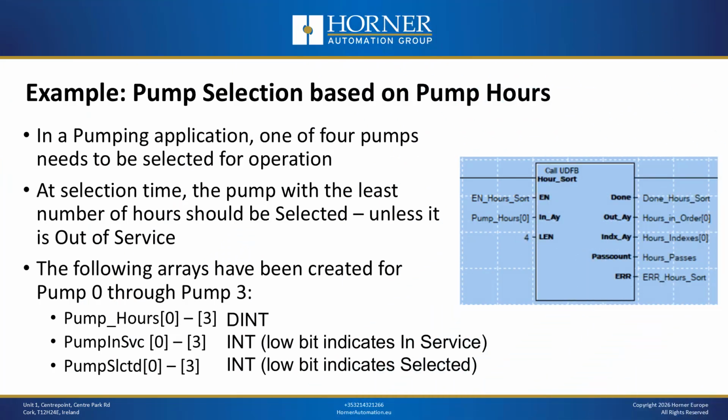We are going to look at a pumping application. For this demonstration, imagine we want to select which of 4 pumps to use based on machine hours. At selection time, the pump with the least number of hours should be selected, unless it is out of service. To set this up, the following arrays have been created for pump 0 through pump 3.